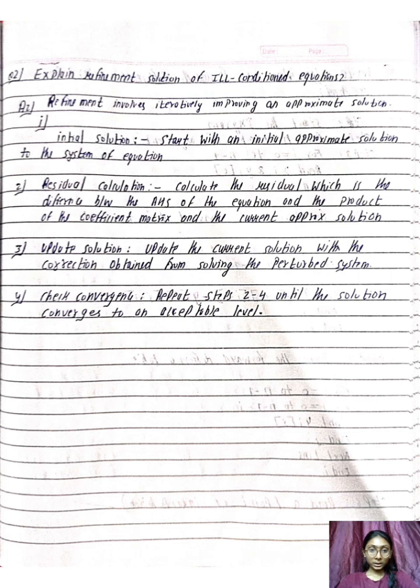And the third is update solution: update the current solution with the correction obtained from solving the perturbed system. And fourth is check convergence. Repeat steps 2 to 4 until the solution converges to an acceptable level.